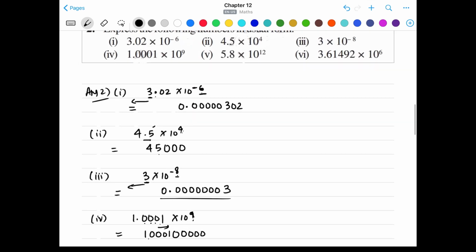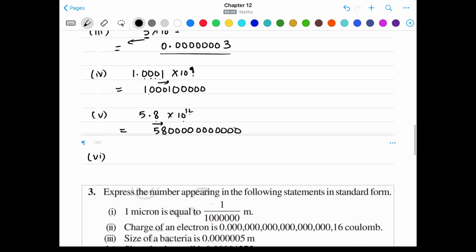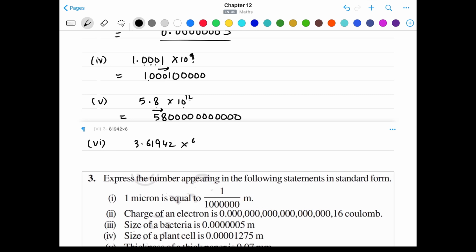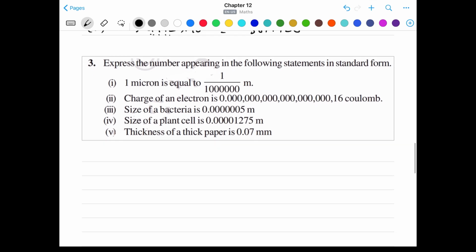Last one is 3.61942 into 10 raised to power 6. Again, since the exponent is positive, that means this number is a large number. So power is 6. We already have 1, 2, 3, 4, 5 digits after the decimal, so we need only one more. We'll add 1 zero at the end. So it will be 3, 6, 1, 9, 4, 2, 1, 0. So that's the solution of question number 2 of exercise 12.2.